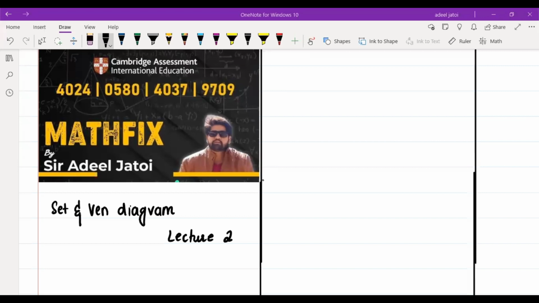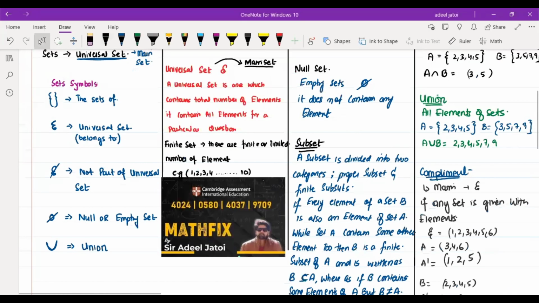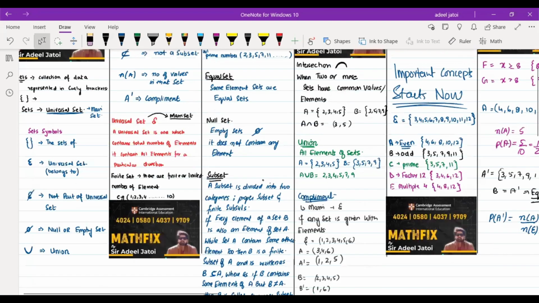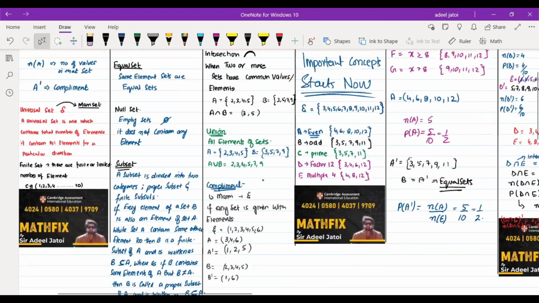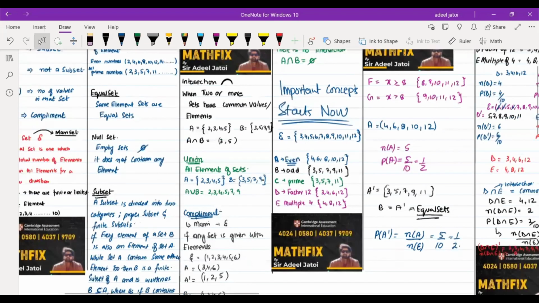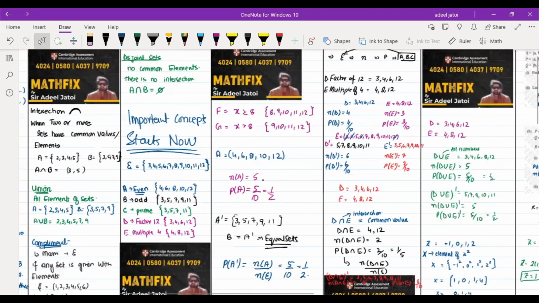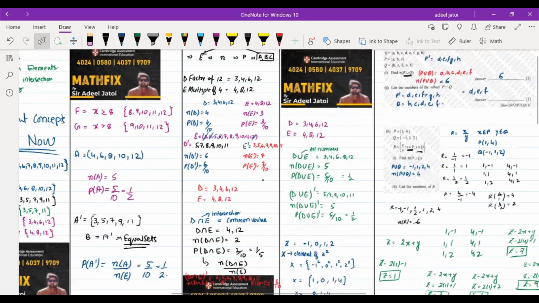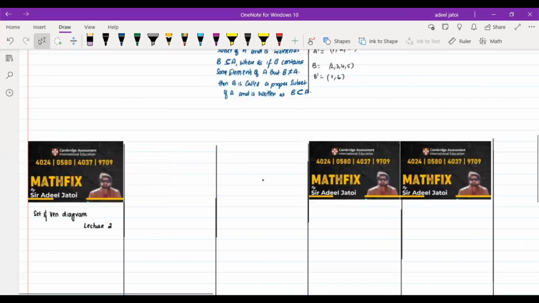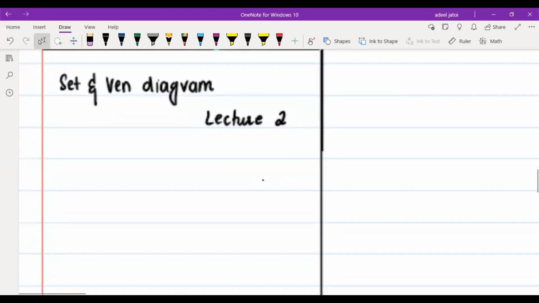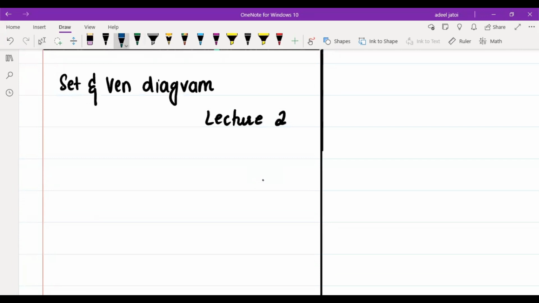Okay, Ji. Sets and Venn diagrams, lecture number 2. In lecture number 1, we made sure that we understand different kinds of sets, from the universal set that was the main set. We understood the different theoretical aspects of sets and Venn diagrams. But the main things were intersection, union, complement with the example questions that we did. Now in lecture number 2, we'll be working more on the Venn diagram.